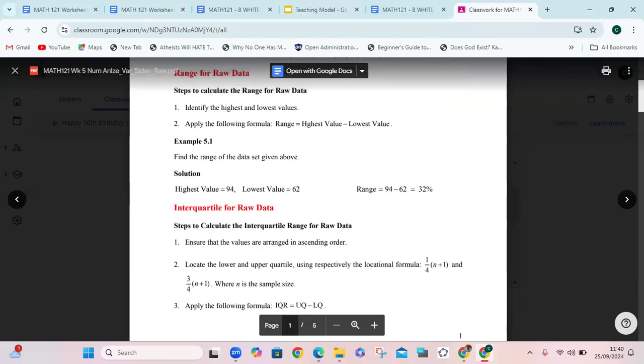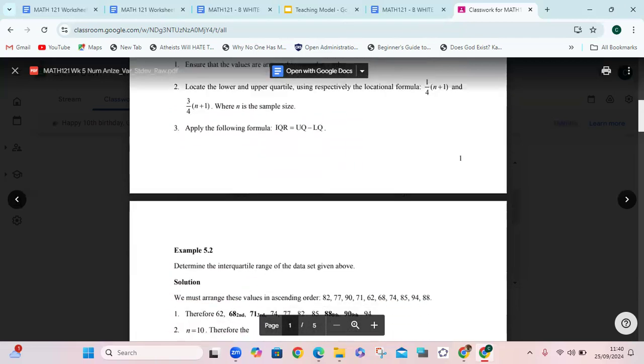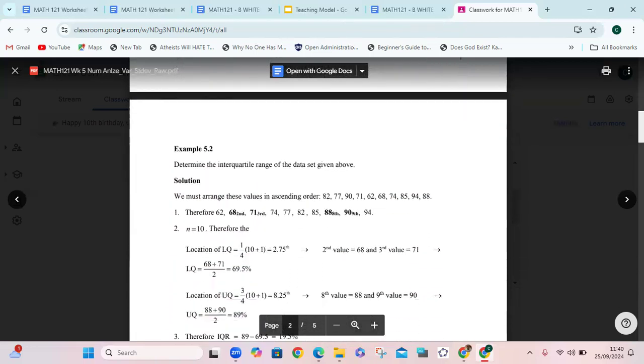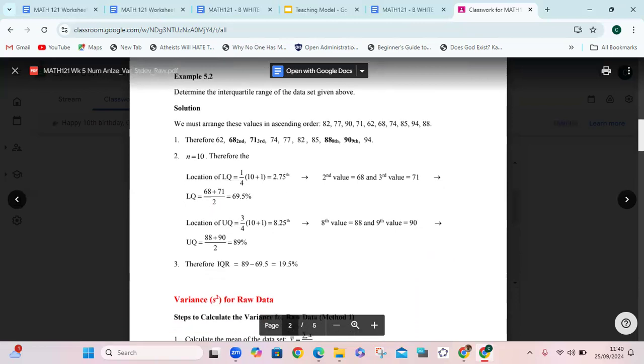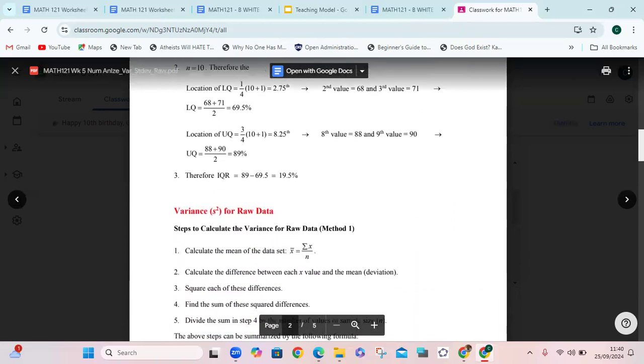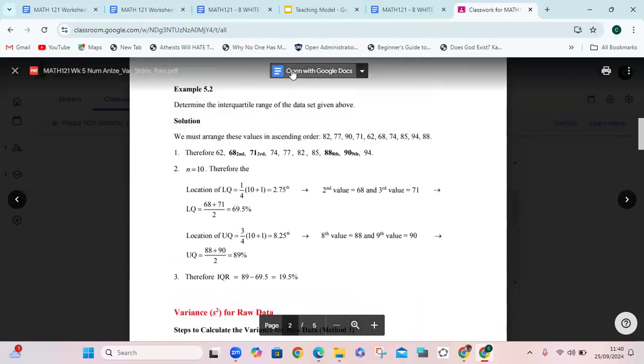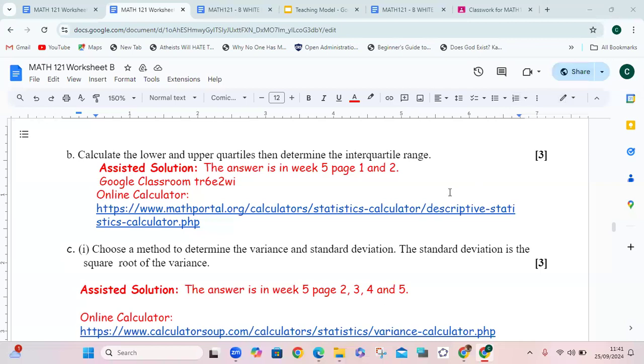Now, to calculate the interquartile range, we need the quartiles, agreed? We need the upper quartile and the lower quartile. And here you have the steps of how to do that. And you have that in video format also. And we have done that in worksheet A. Another source to calculate the quartiles and the interquartile range, you can go to TR6 E2WI. There are recordings there. We have dealt with that already.